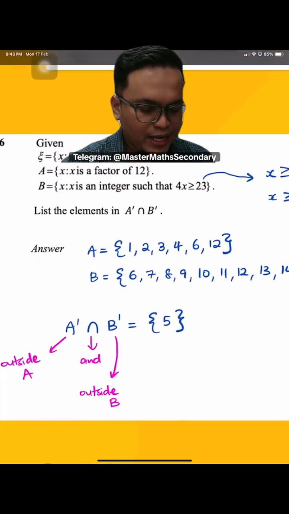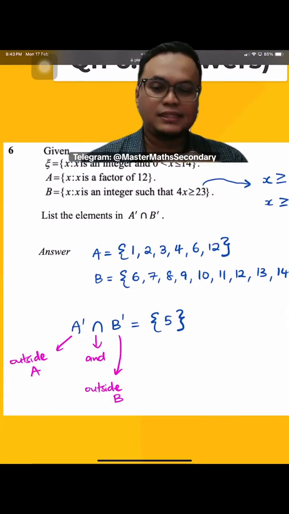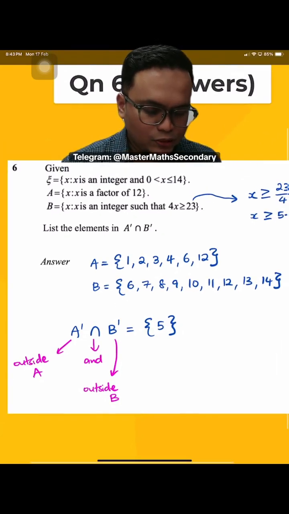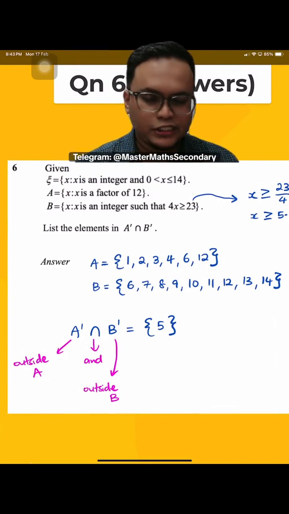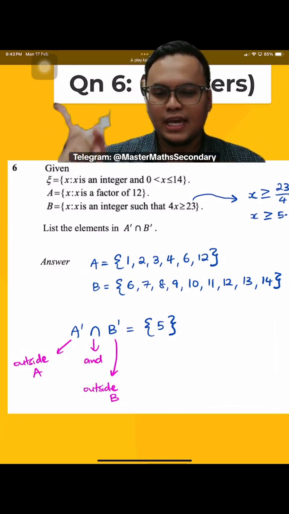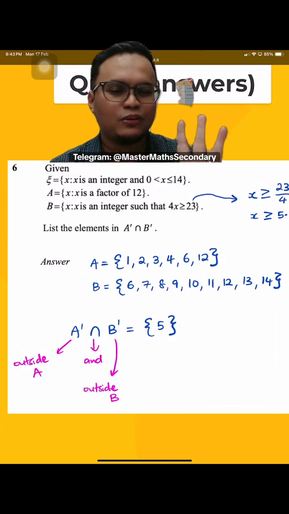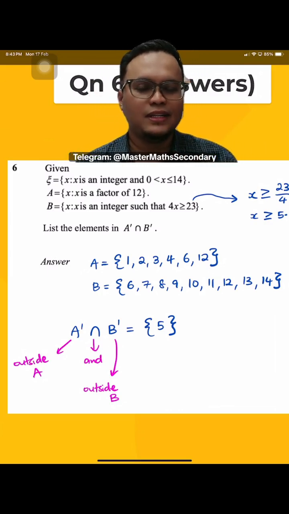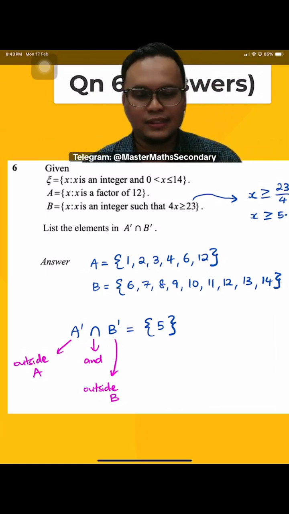When you're looking at this set, A complement means outside of A, intersect means N, and B complement means outside of B. We are just looking at that one element 5, because to fulfill this condition, you must fulfill both conditions, since it's an N. You must be outside of A and at the same time outside of B. The 5 is the only element that is outside of these two sets. You don't find it in A, you don't find it in B. So that's why 5 is the only answer for this question.